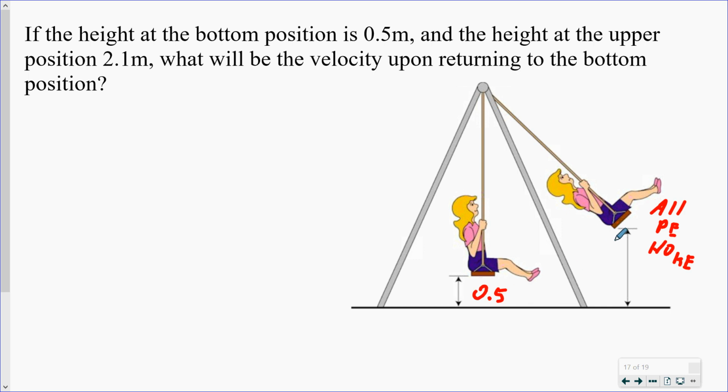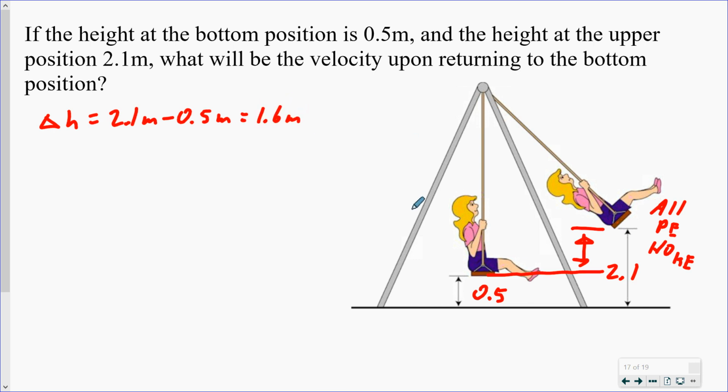The highest point of her swing from the ground is 2.1 meters. So this is why it's useful to draw a picture, because what we're interested in is actually the distance here. That is the height. Remember, it is the change in height. So the change in height is equal to the 2.1 meters minus the 0.5 meters, which is equal to 1.6 meters.